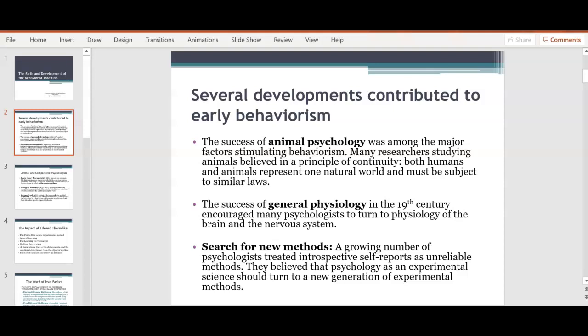So animal psychology, basically what this was is the major factors in determining stimulation and behaviorism. Researchers studied animals and believed there was a principle of continuity, as it says. So whatever happened within animals will happen within humans.